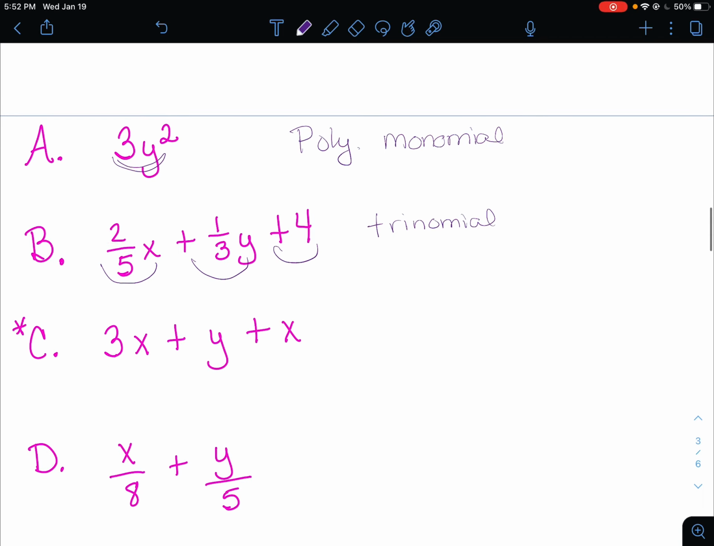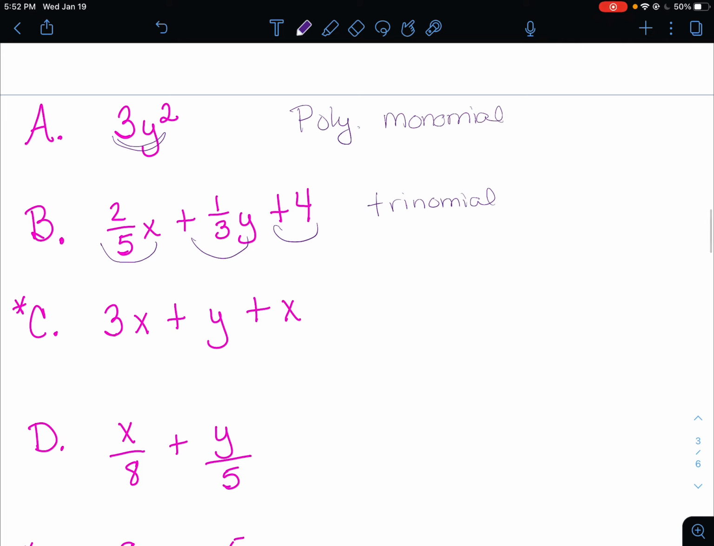Now this one I have a little star beside. So we have 3x plus y plus x. So in first instinct, we could say it's a polynomial. And if we look a little closer, we see, oh, there's 3, and we might think trinomial. But we see that this x and this 3x are like terms. So this is actually 4x plus y. So when we look at this, this is 2 terms, so this is a binomial.